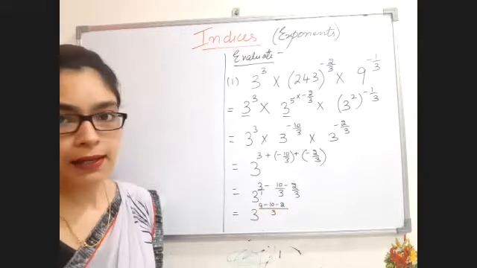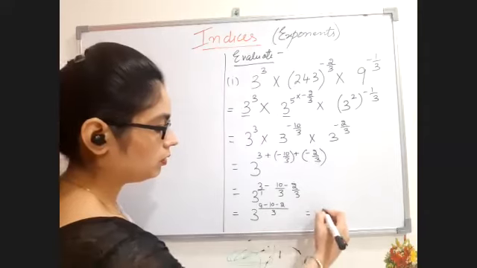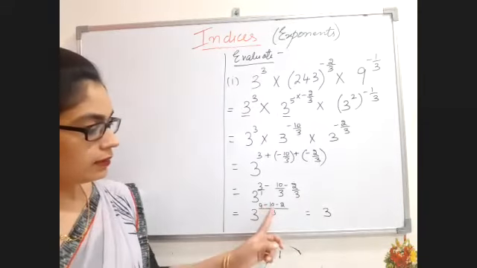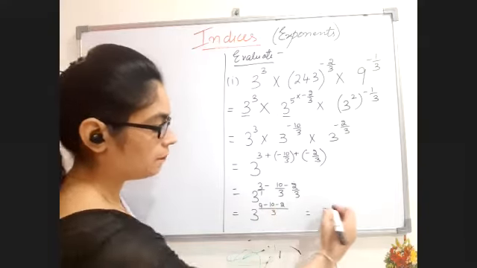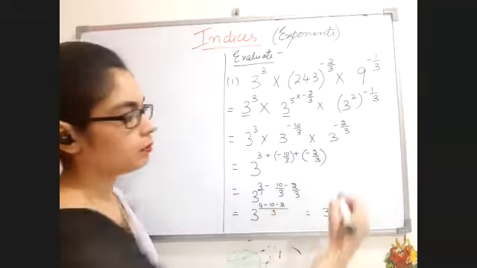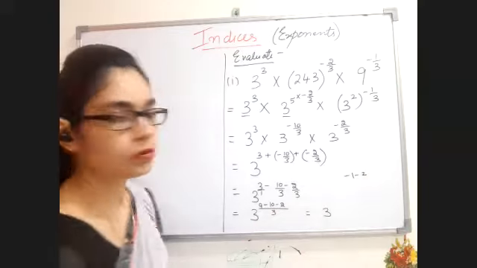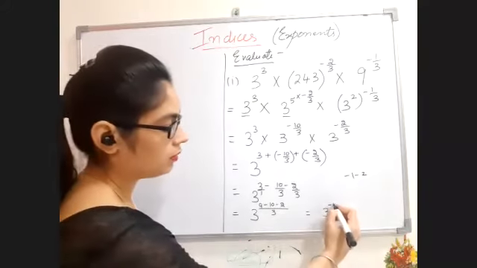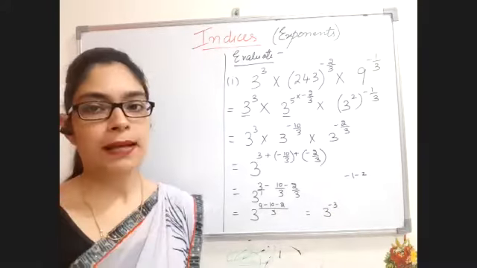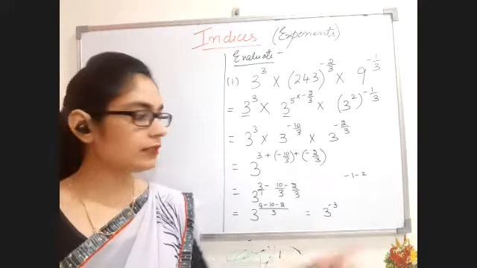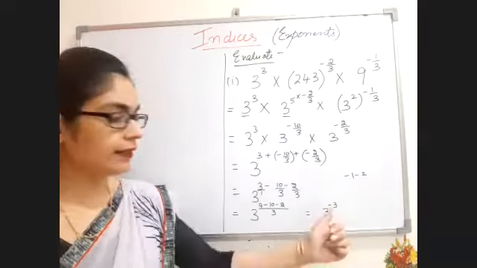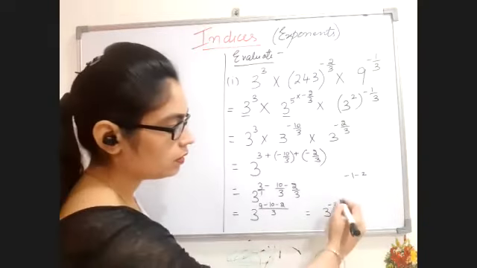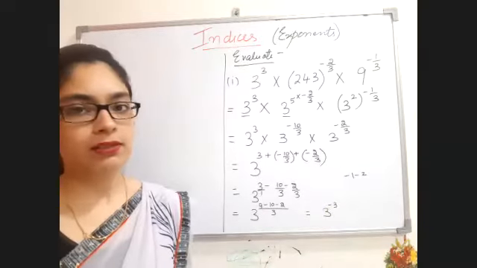After taking the LCM, I have written now 3. 9 minus 10 is minus 1, minus 1 minus 2 is minus 3. Minus 1, minus 3. So minus 1 minus 2, it is minus 3. So 3 to the power minus 3.